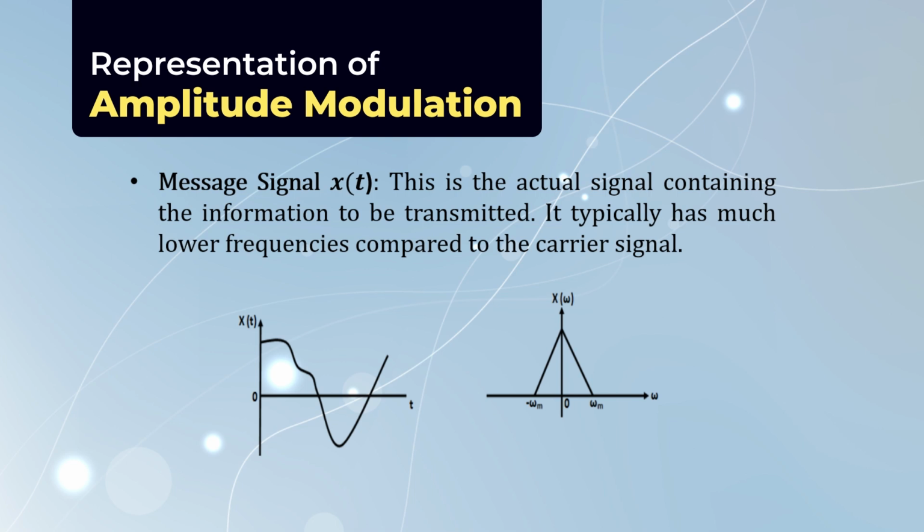This figure represents the message signal in the time domain and in the frequency domain. From the frequency domain figure, we can observe that the frequency of message signal x(t) is band limited to ωm. That means there is no frequency higher than the frequency ωm.